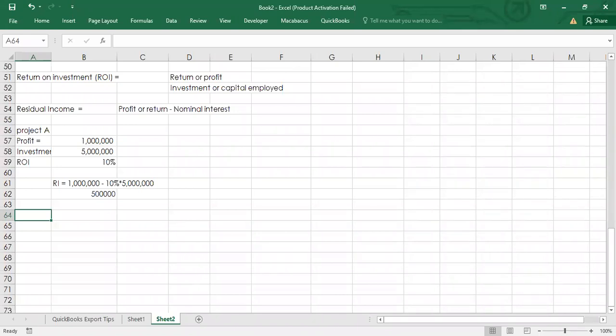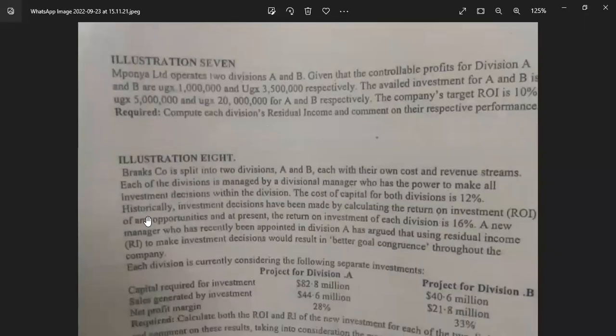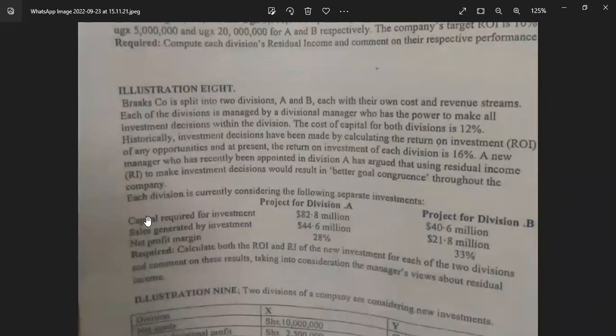So that is part A. You do B as well, just like that. So let's look at question number 8, which someone was really worried about. They say you're still required to compute return on investment and residual income for the new investment for each of the 2 divisions, and then you comment. For residual income, whenever you have a positive figure, then you're doing well. It's a good investment.